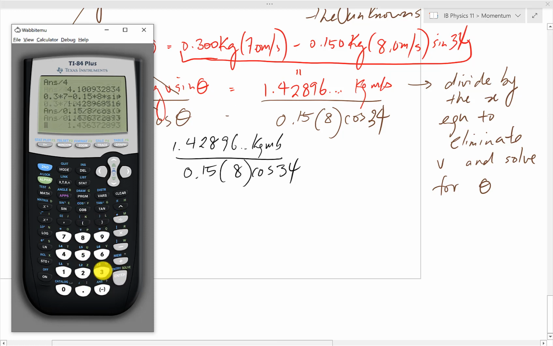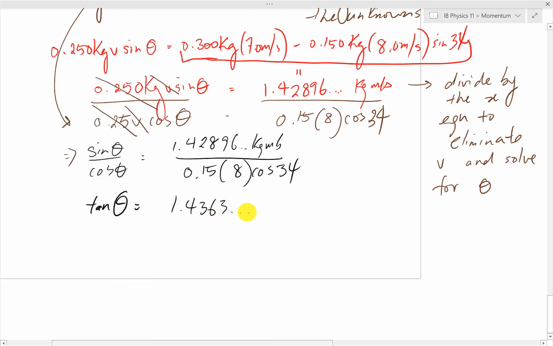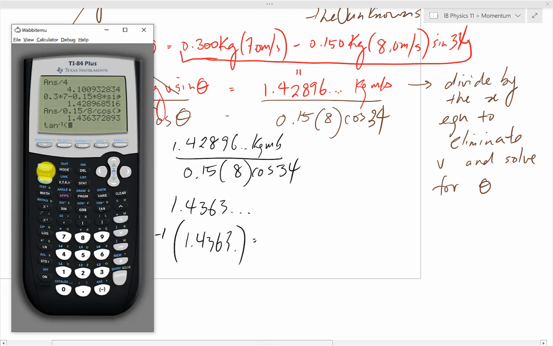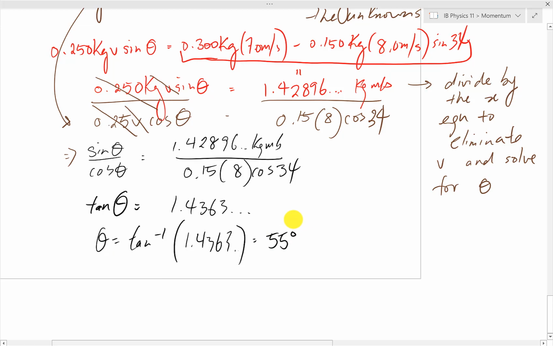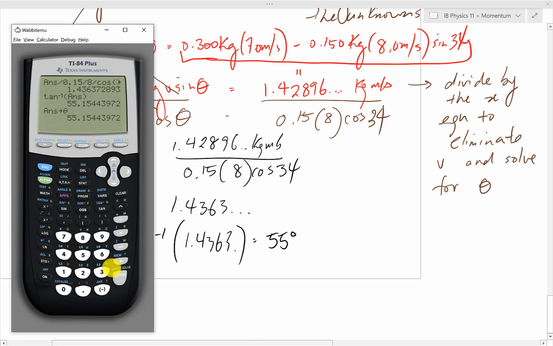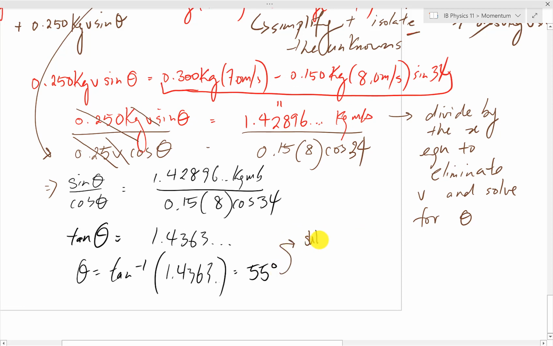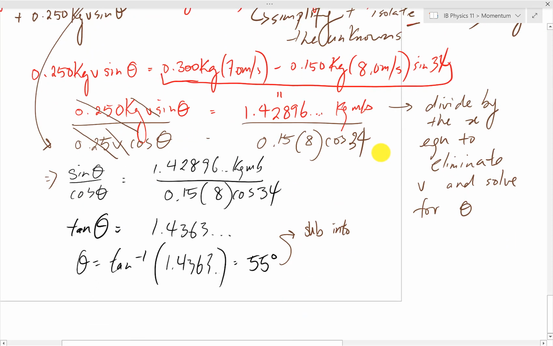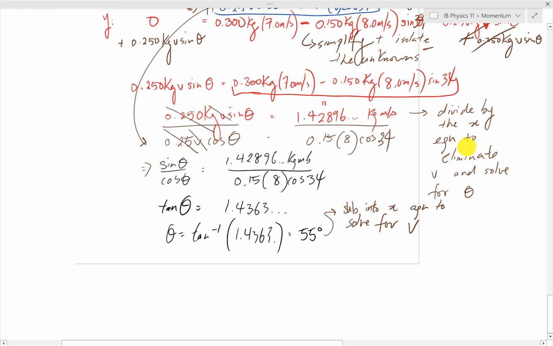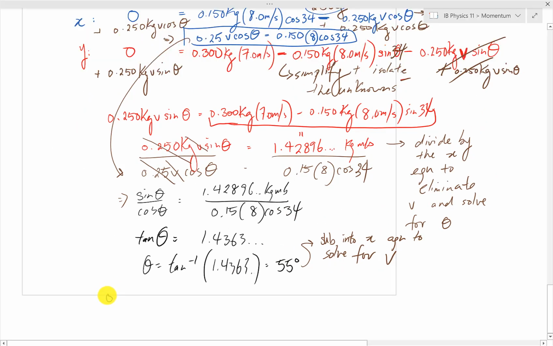So then we can solve for tan theta here, because sine theta over cosine theta is tan theta, as we learned before. And solving for the angle here gives us about 55 degrees. So then we can use this angle and plug it in either the x or the y equation to solve for our velocity. It doesn't matter which one you plug in, we can just plug into the easier one with less numbers to work with.